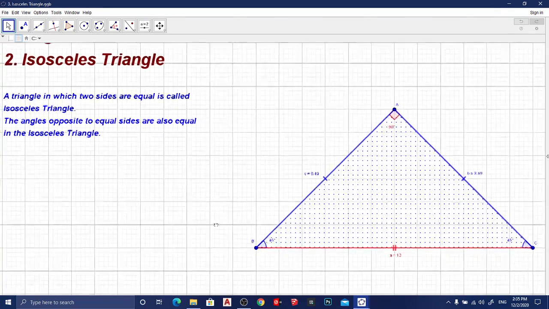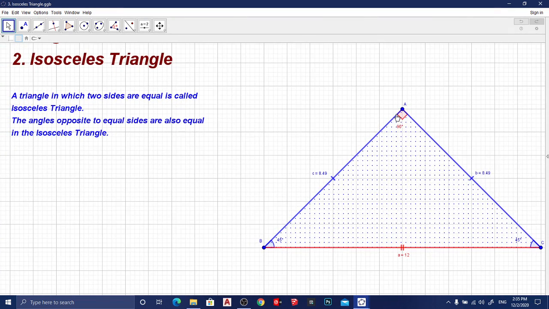An isosceles triangle may be a right angle triangle also. If one of the angles is 90 degrees and the two sides are equal, then it is called a right angle isosceles triangle. Right angle isosceles triangle. Next we are going to another type.